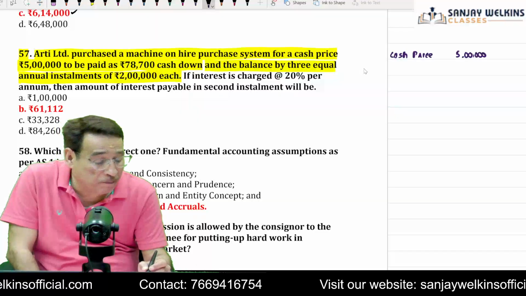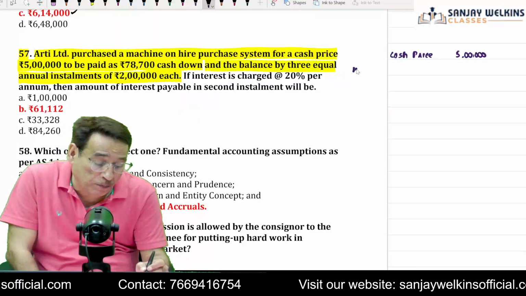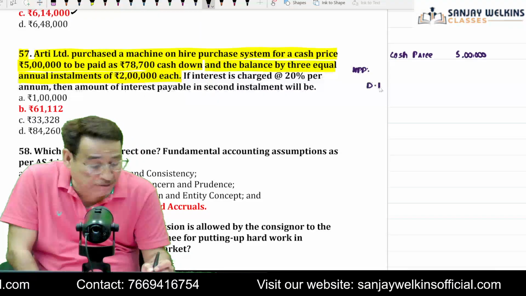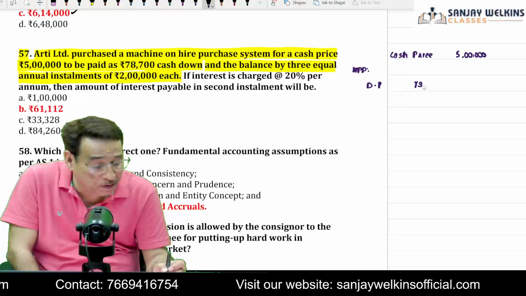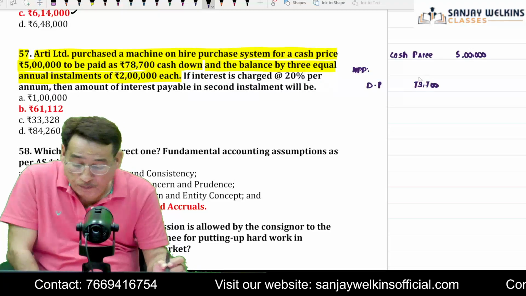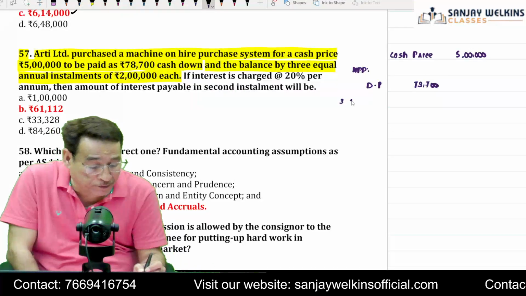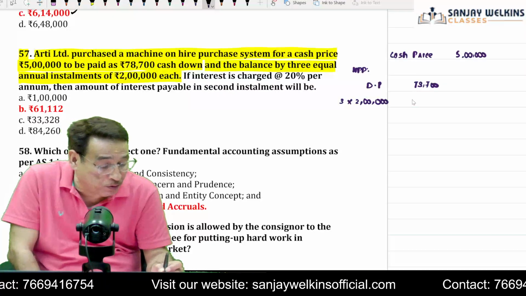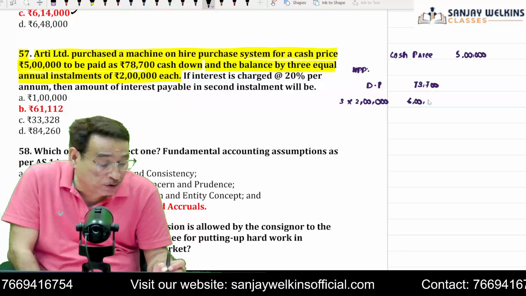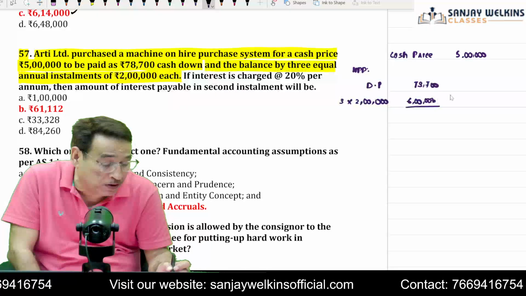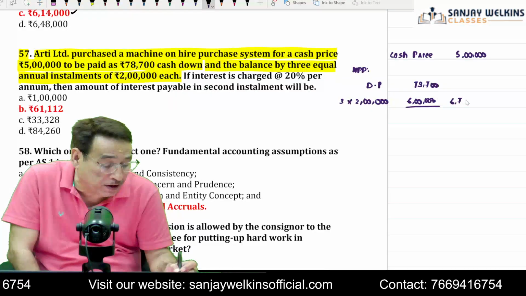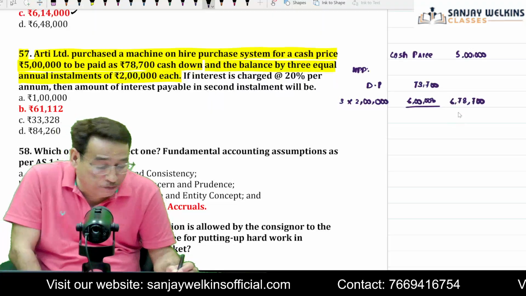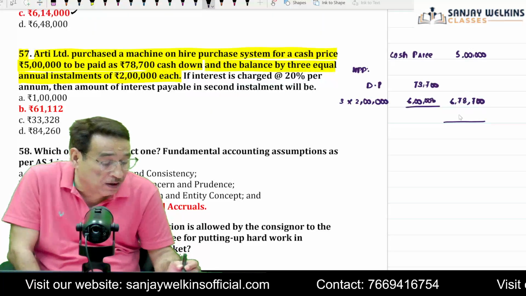And we have made a payment. Now we can compute the hire purchase price. Hire purchase price is down payment 78,700, and we are supposed to pay 3 installments of 2 lakh each. That means 6 lakh more. So the total hire purchase amount is equal to 6,78,700.